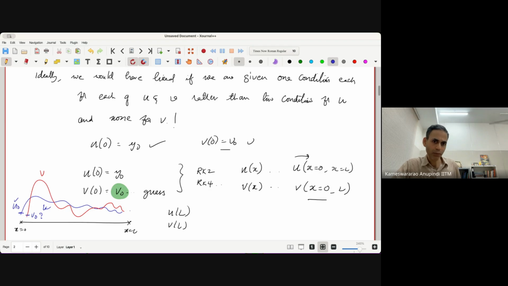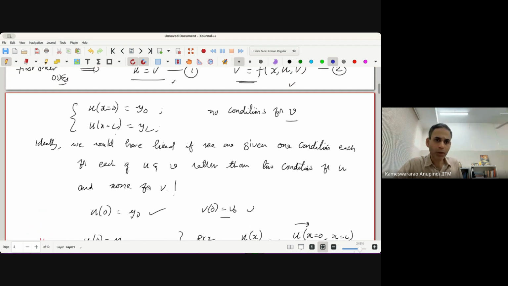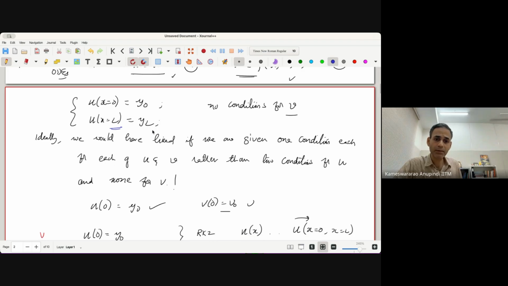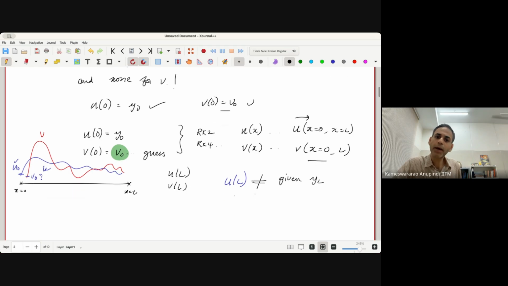Now with this I have calculated all these things, but because it's a guess value, of course the solution will not be correct. We are given what is u at x equal to L, that is given as y of L. So I'm going to compare the u of L I have obtained with the given y of L, and these two in general would not match unless we are very lucky. Because they are not going to match, the guess we made for v0 is not correct.